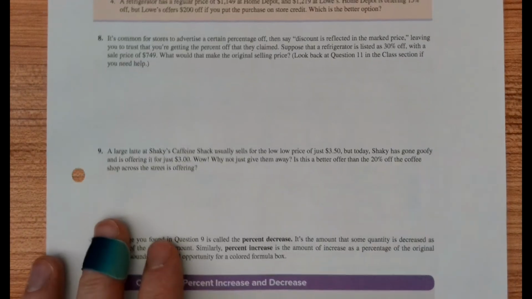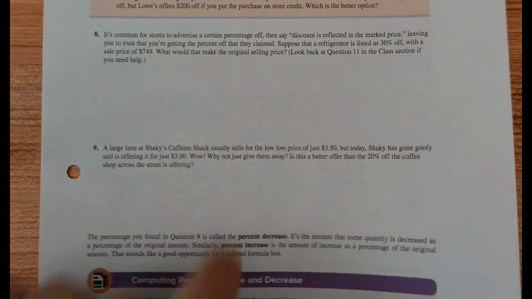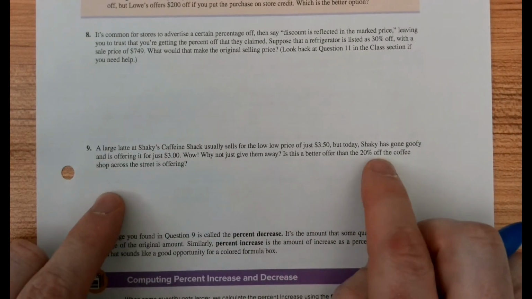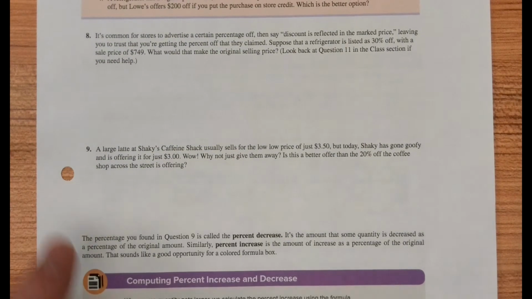We've got these two coffee shops, one named Shakey's Caffeine Shack. Clever, right? They have a low price of just $3.15 or $3.50, but they're going to offer it for $3. Why not just give it away? That's crazy. And then, is this a better offer than 20% off the coffee shop across the street is offering?